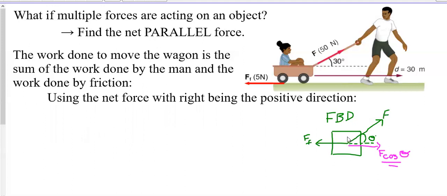There's my free body diagram. I thought I drew it on there, but I guess not. Weight and the normal force are ignored here. But here you have your applied force at that angle theta, 30 degrees. You have your friction going left. Should have my weight going down and my normal force going up.